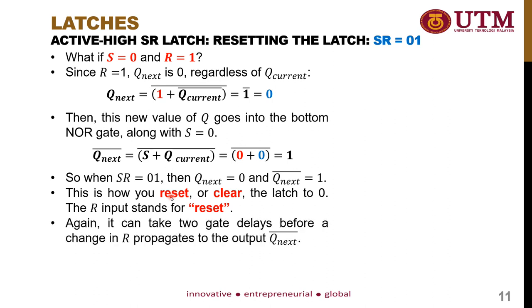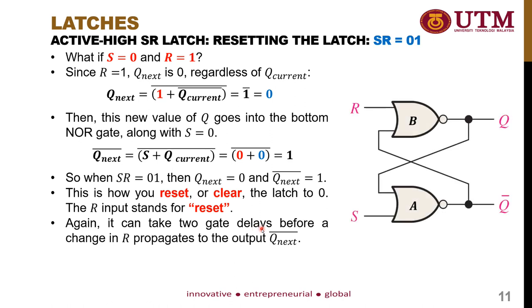Okay, again, it can take 2 gate delays before a change in R propagates to the output Q next. As I showed you in the previous example, it can also take 2 gate delays based on the current value of Q and Q bar. Okay, now I will show you one example on how to reset the latch. To reset the latch, we need to set the value of S equals 0 and R equals 1. S represents set, R represents reset.